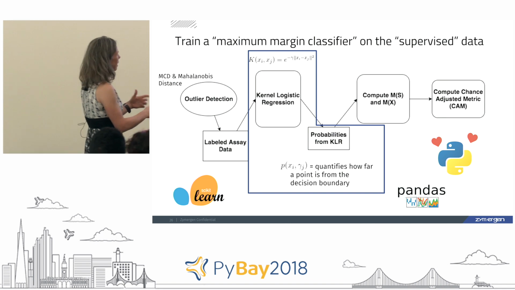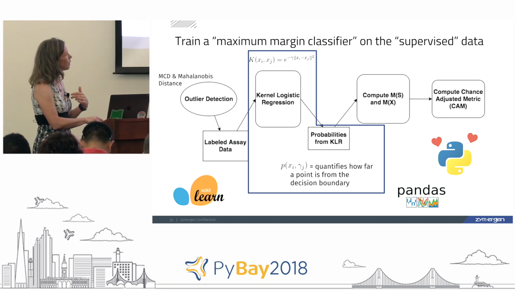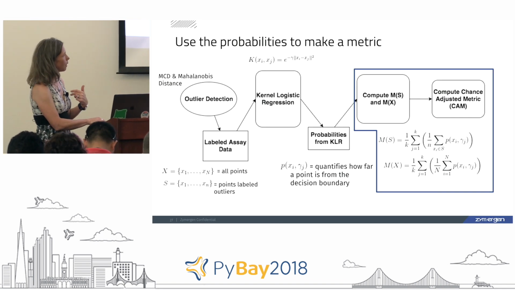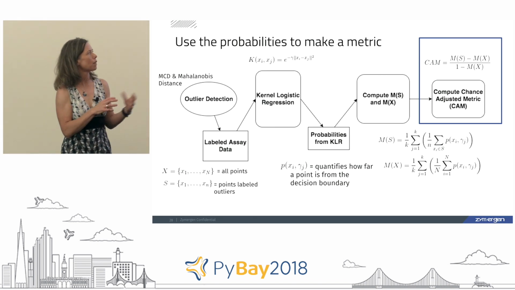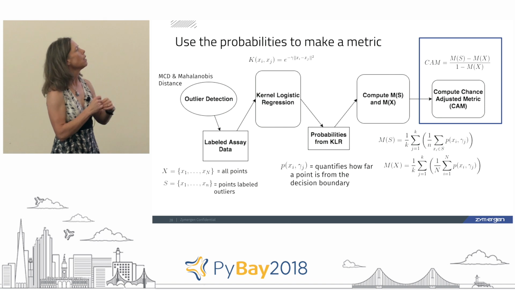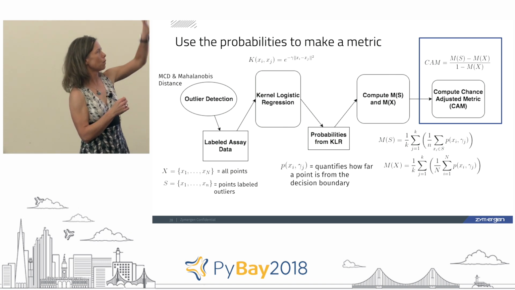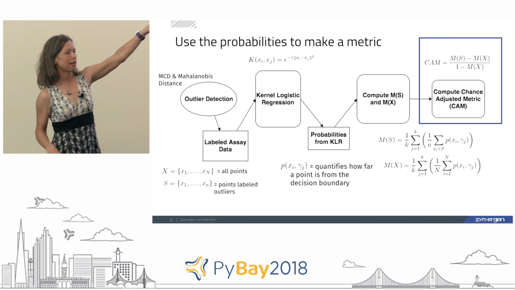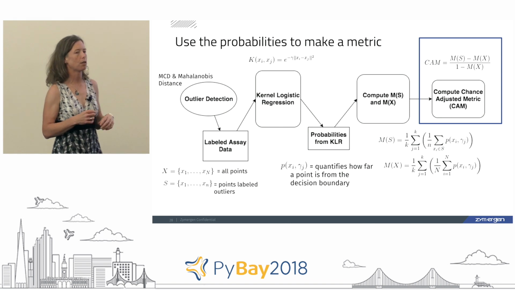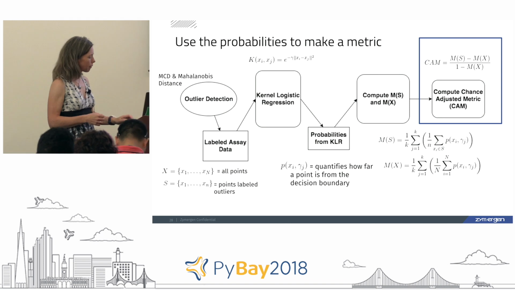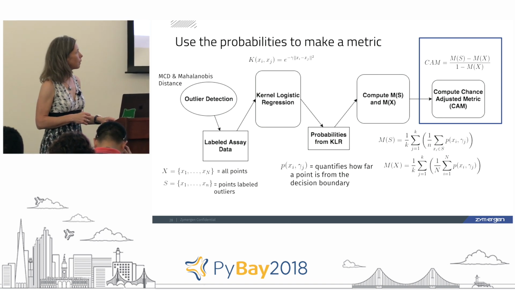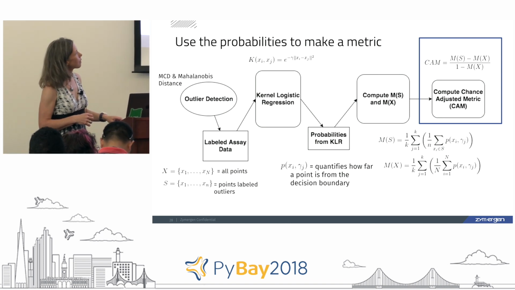And then we can aggregate those up into a final metric. You average over the ones that were labeled outliers, you take all the probabilities and mix them all together in that final function called the chance adjusted metric. That's what they call it, so that's what I will call it. I think it's more interesting to look at what happens, because there's a whole lot of math here.